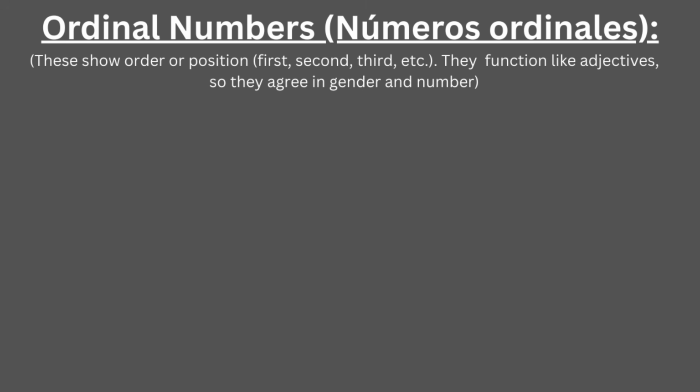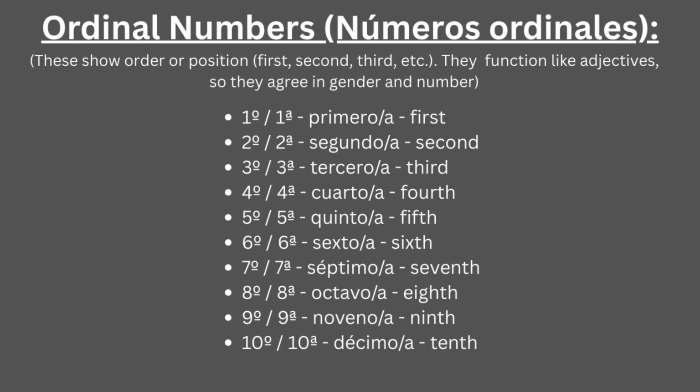At last, Spanish has ordinal numbers that function like adjectives, so they agree in gender and number with the noun they describe. Primero, primera. Segundo, segunda. Tercero, tercera. Cuarto, cuarta. Quinto, quinta. Sexto, sexta. Séptimo, séptima. Octavo, octava. Noveno, novena. Décimo, décima.